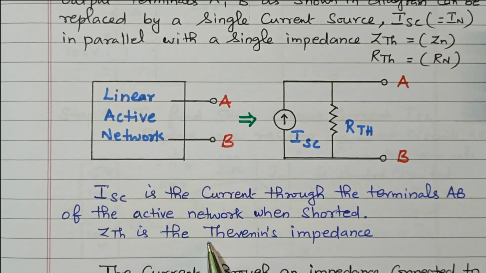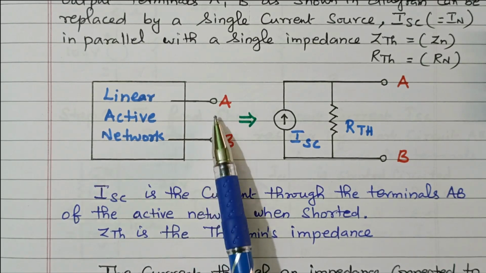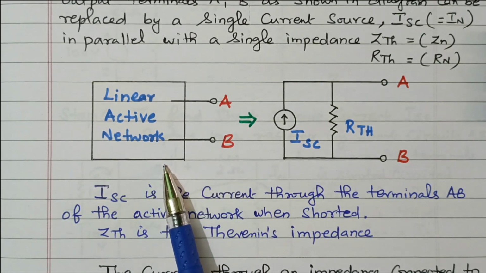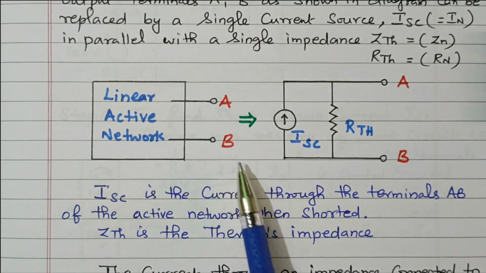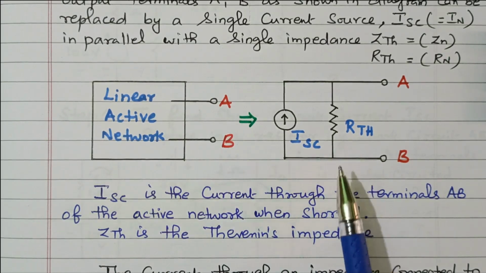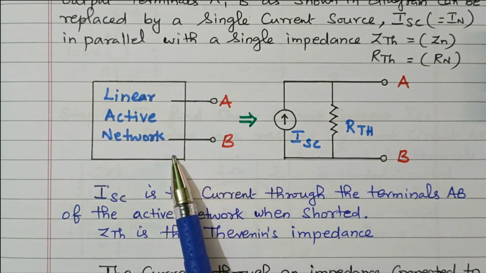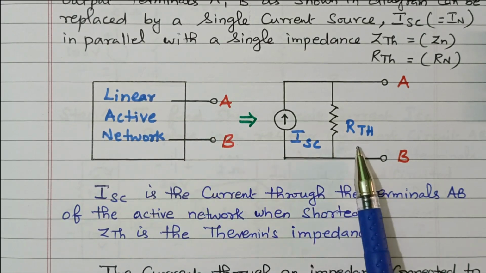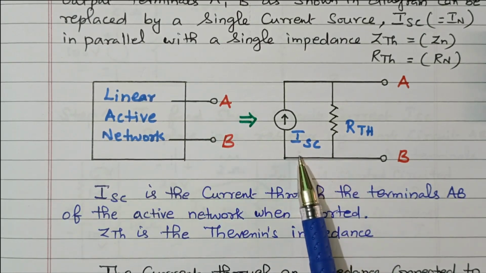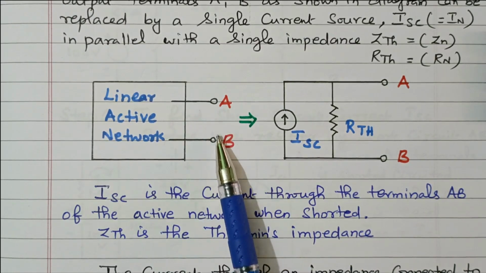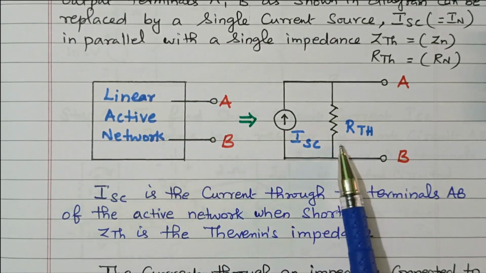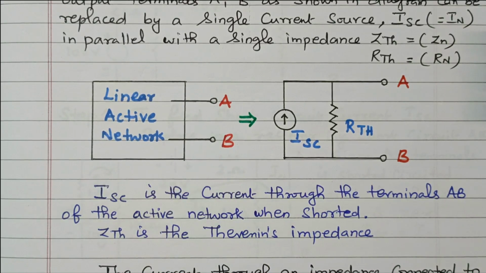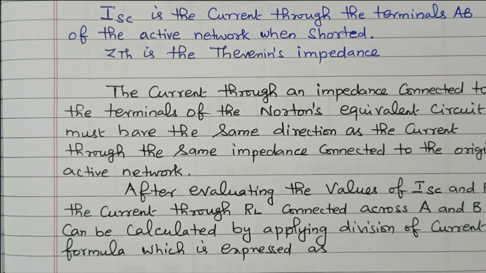Then Z Thevenin is the Thevenin impedance. Thevenin impedance means the impedance across AB when all the sources, both current sources and voltage sources, are removed. The equivalent resistance across AB is nothing but R Thevenin or Z Thevenin. So the complicated network with the terminal AB is converted into a short circuit current source and Thevenin resistance. The short circuit current is the current flowing through the terminal AB when it is short circuited, and Thevenin resistance is the resistance across AB when all the sources are removed. Now we'll see the further description of this network.